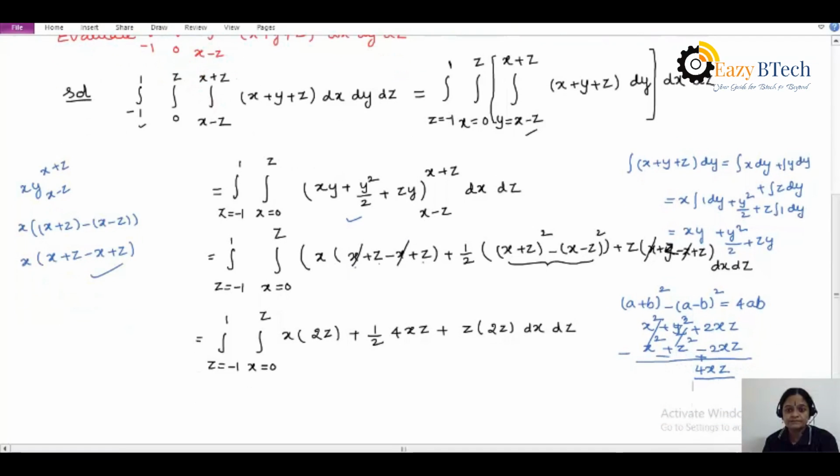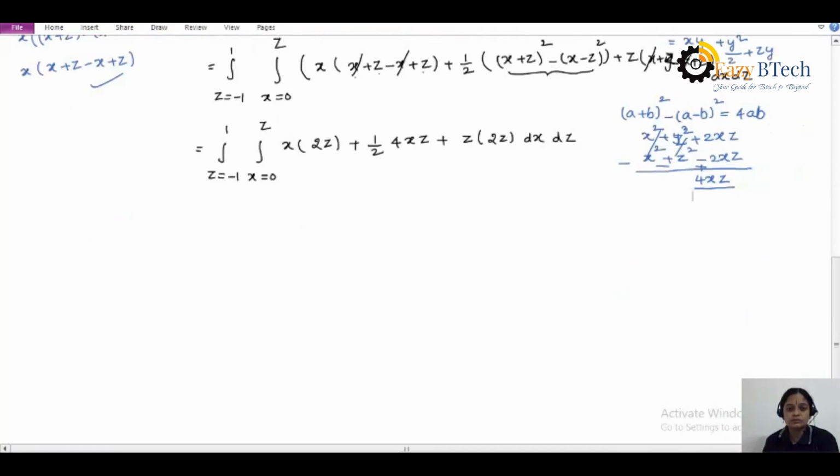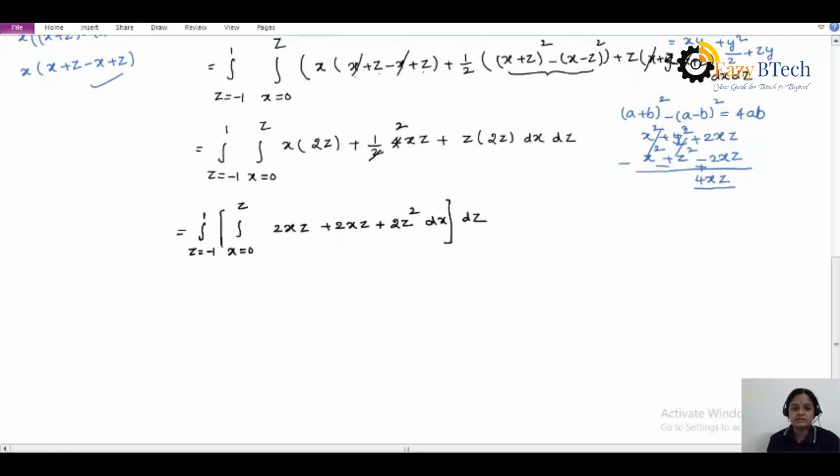Okay, so now doing the simplification of this term here. First thing x into 2z as 2xz, integral z is equal to -1 to 1, x is equal to 0 to z 2xz, and doing the cancellation, and again plus 2xz and plus 2z square dx dz.